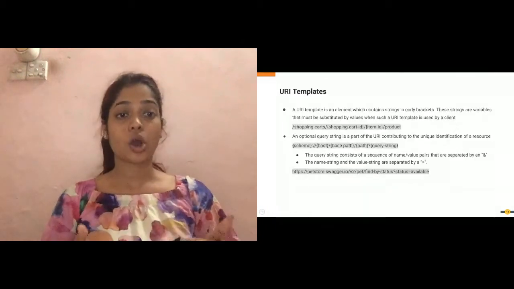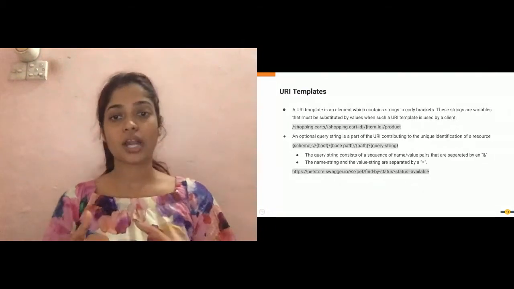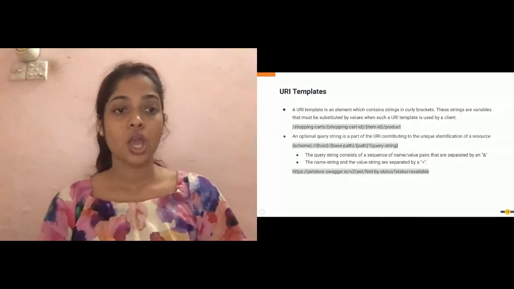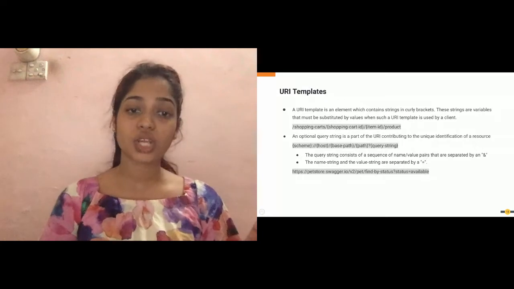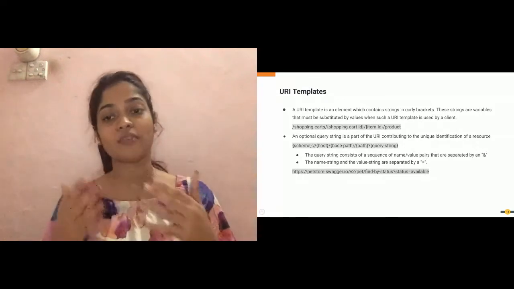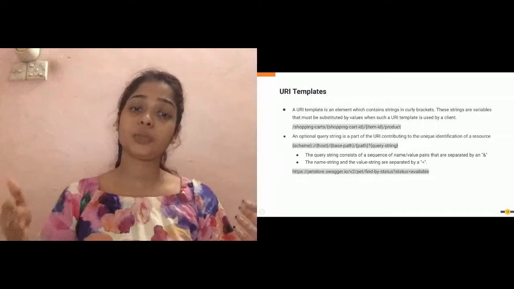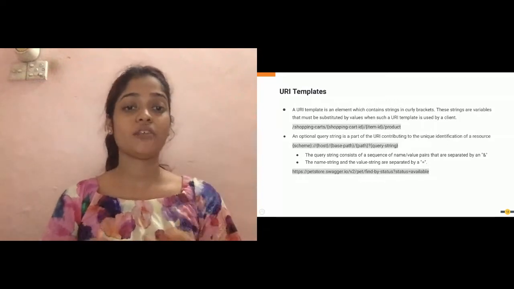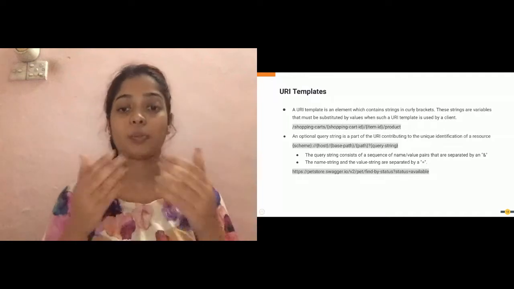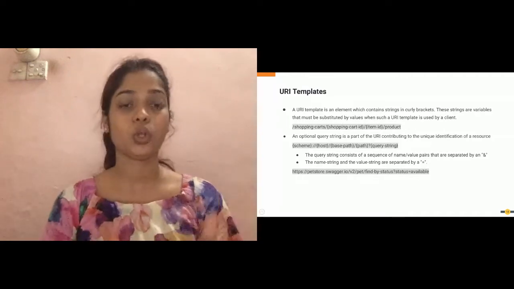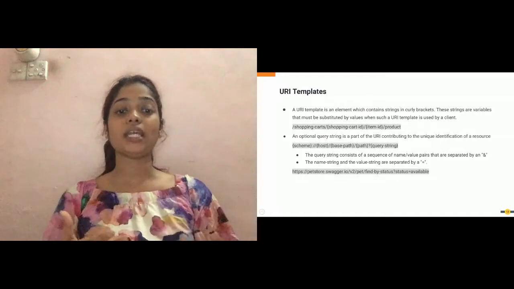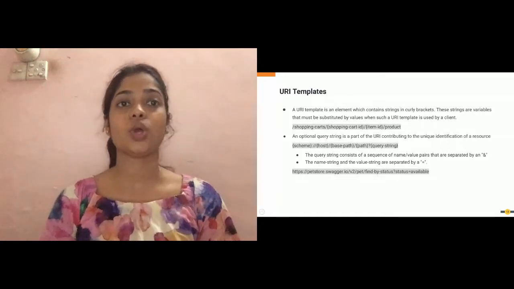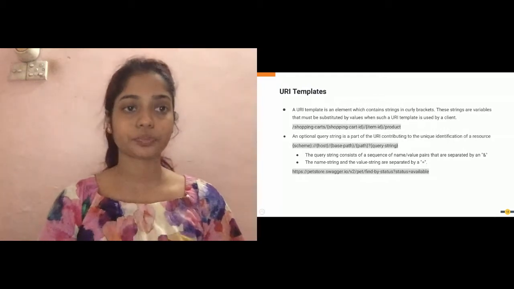So an optional query string is part of the URI, and it contributes to the unique identification of a resource. The query string consists of a sequence of name value pairs, and if you have multiple query strings, you can separate them with an AND. The query is usually defined with a name value pair, which is separated by an equal sign. If you look here, we are trying to find pets with the status available. So our query string is status, which equals available.